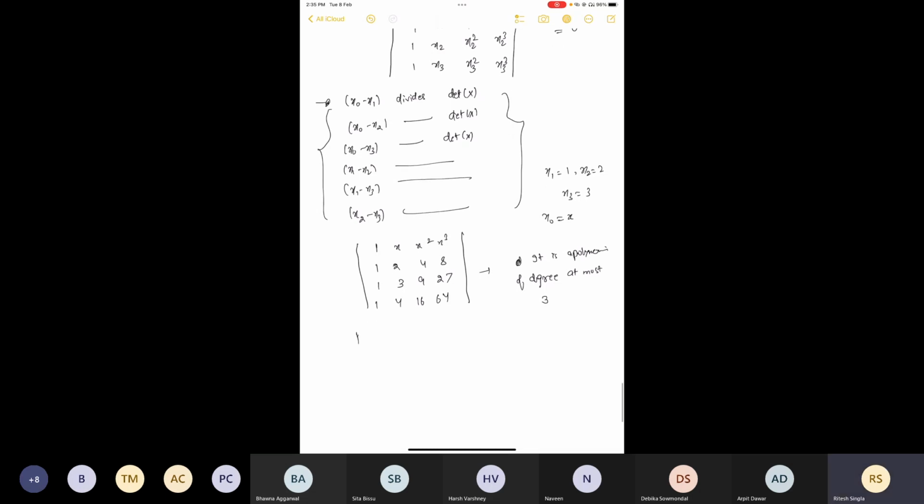So p of x will be something, I don't care, but it is a polynomial of degree at most 3, right? Then you can see that p of 2 is 0, p of 3 is 0, p of 4 is 0. So when I say p of 2 is 0, this implies x minus 2 will be a factor, x minus 3 will be a factor, and x minus 4 will be a factor. And you can definitely put some constant a here, with some sign, right?